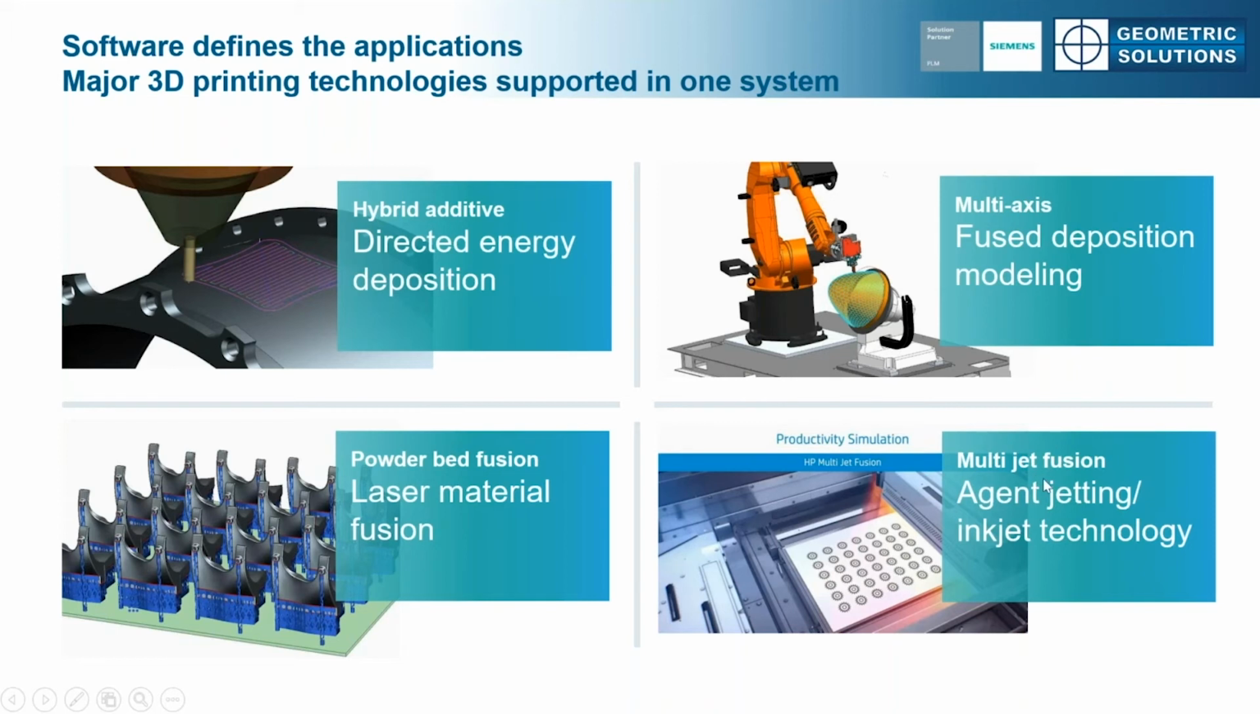And then finally, this multi-jet fusion. This is a really cool one. And as I said, we're going to look at it in more detail. But it's just that you can print a lot of plastic parts and you can do it so fast that you can make the argument, in some cases, it's faster than if you were to make an injection mold.